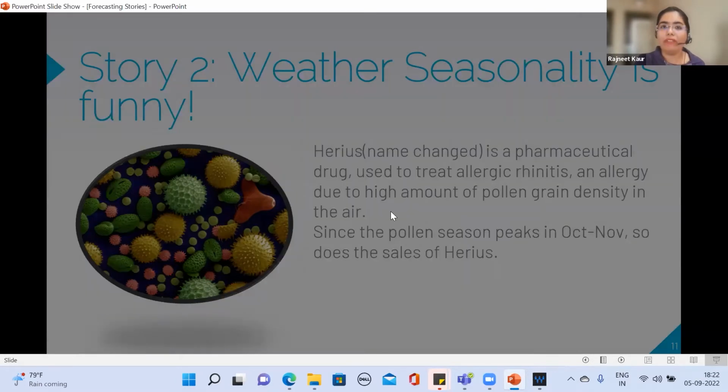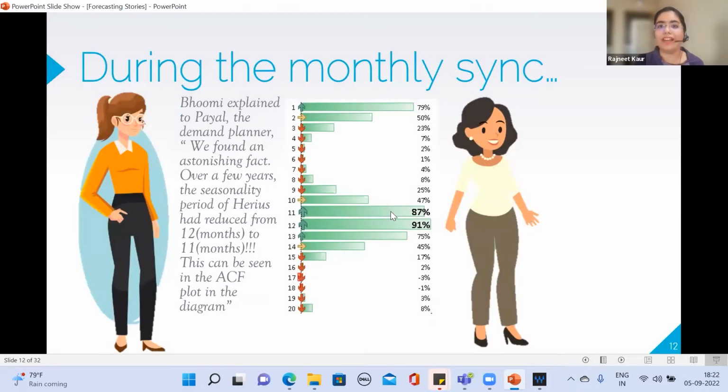So, in one of the monthly syncs, Bhumi is presenting to Payal, who is the demand planner for Helios, and she finds and shares an astonishing fact. What is this fact? The fact is that over the years, the seasonality period that we just discussed has reduced from 12 months to 11 months.